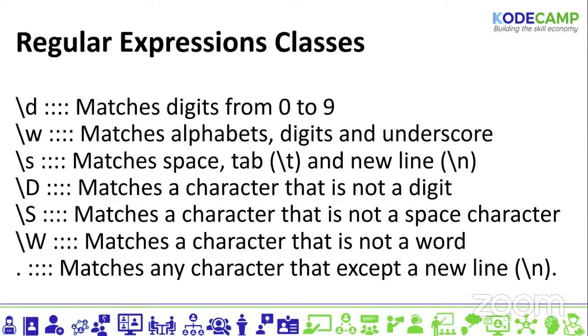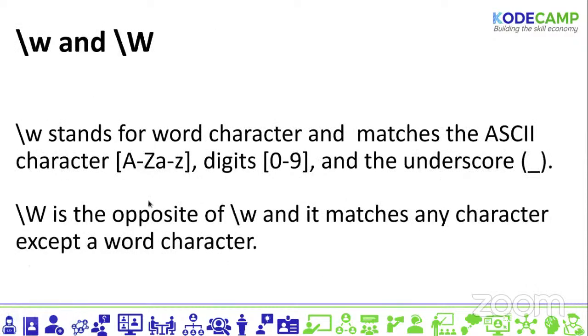Then capital \D is just the opposite of \d, so it matches a character that is not a digit. Meanwhile, \S matches a character that is not a space character, and \W matches a character that is not a word character. Then dot matches any character except a new line.